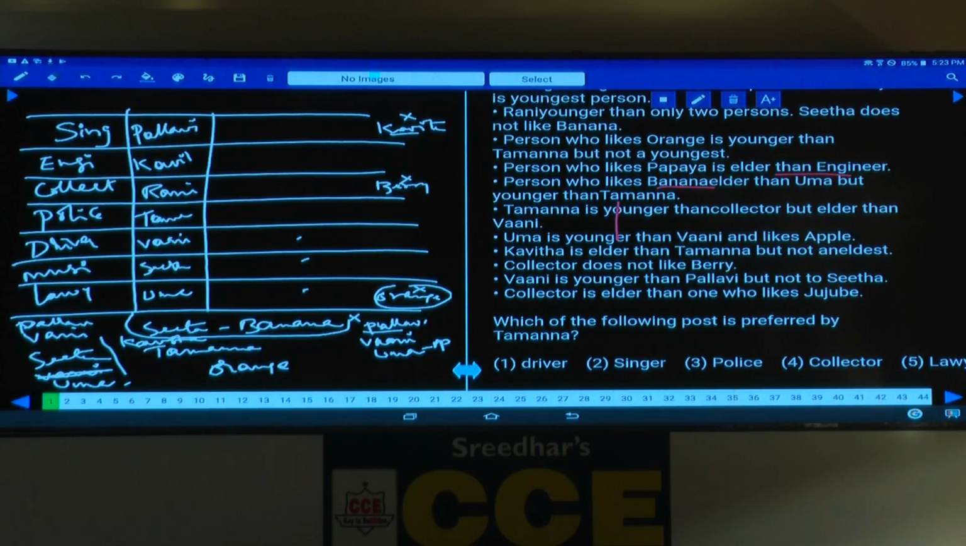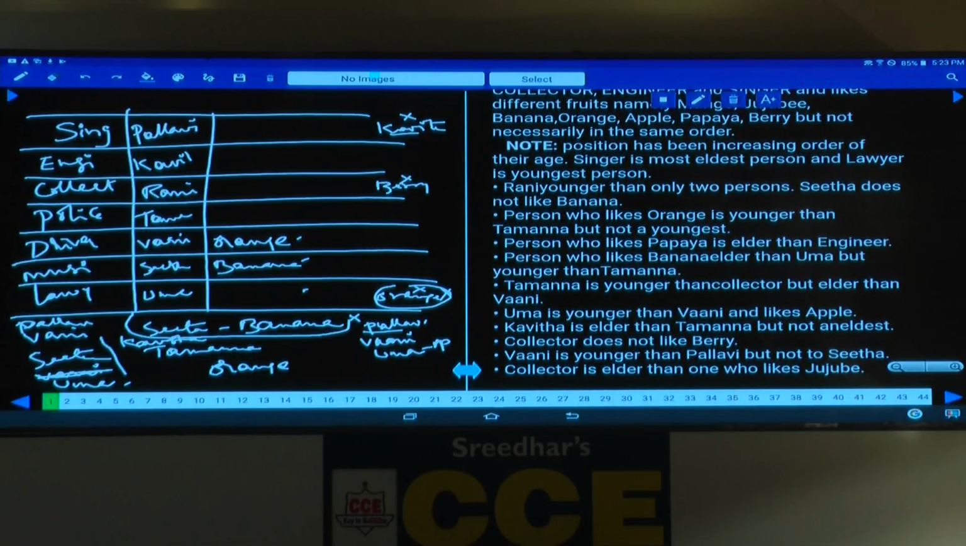Now Banana is there, Sita is Banana. If you take this Banana at this place, now Orange cannot be at this place, and Orange must be here because this person who likes Orange must be younger than this Tamanna, isn't it? Sita does not like Banana. Where is that information here? Collector is younger than Vani, Vani is younger than Pallavi, but not Sita. Sita does not like Banana. Now Rani is younger than only Sita, does not like Banana.